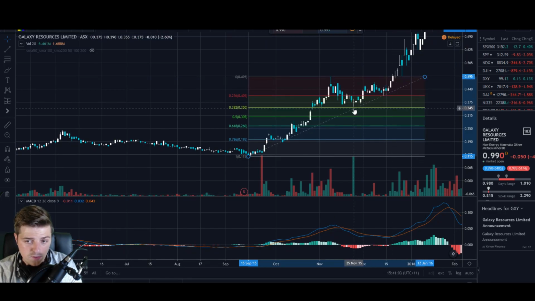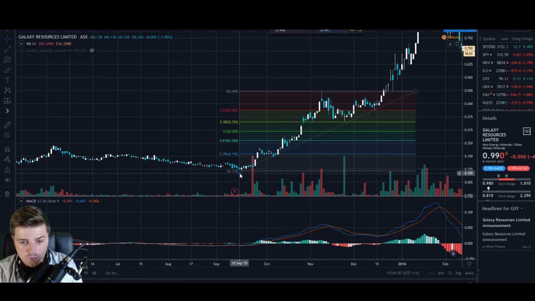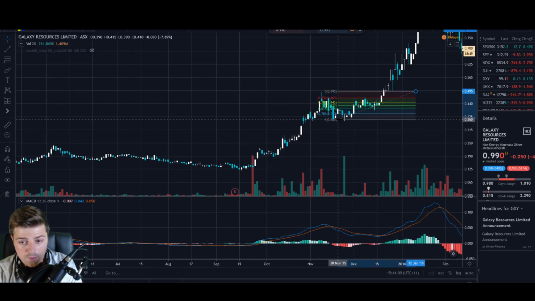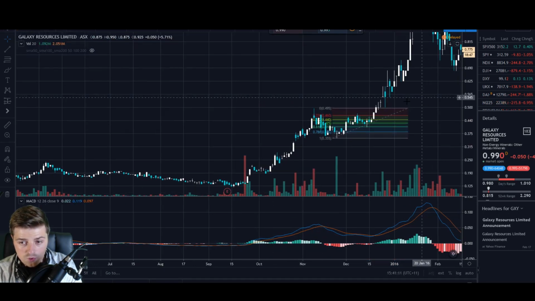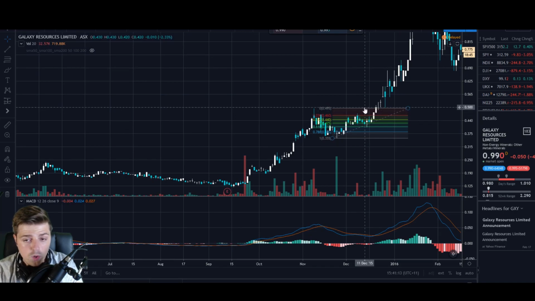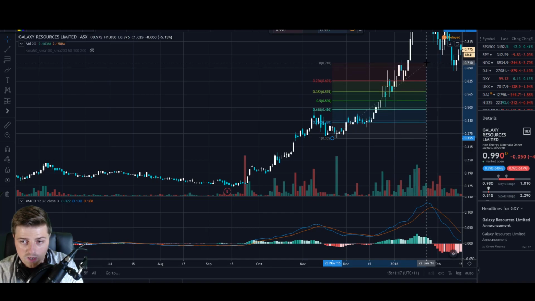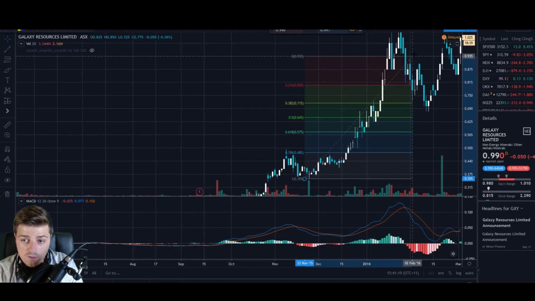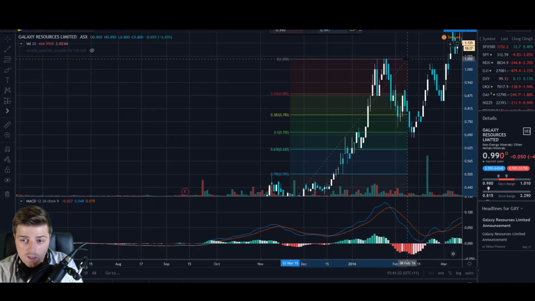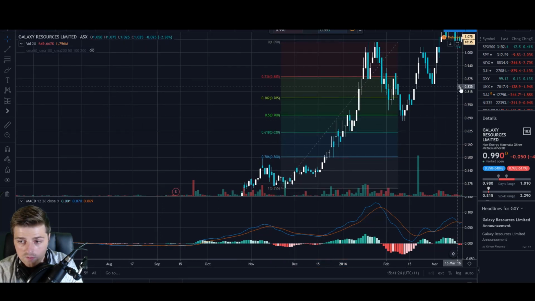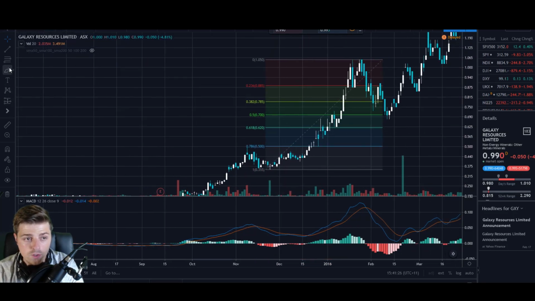Now in this case, it only hits the 38.2 and then carries on. So what we do is we put our Fibonacci level and we start it at the 38.2, which is basically the lowest point in our Fibonacci. And then we just extend the highs and we keep going until we finally hit a point in time where it pulls back to the 38.2.